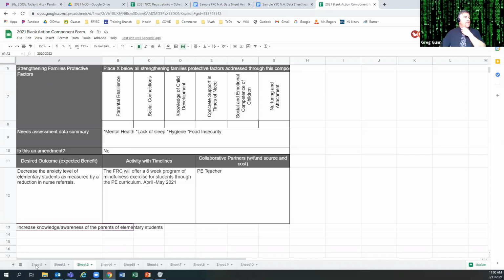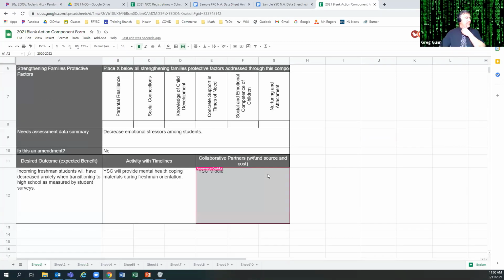Okay, so let me ask this. Let me pull the sheet up that I had before. This is from a YSC middle group. So somebody from this group. That's our group, Greg. Okay, Heather, why don't you talk first? Or somebody in your group.